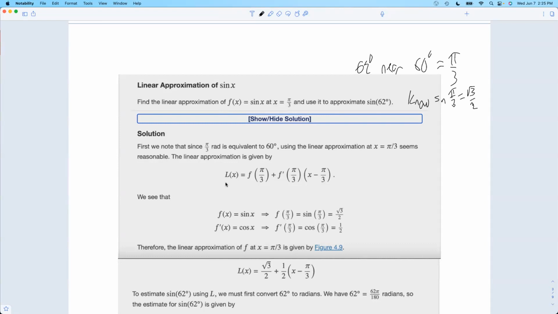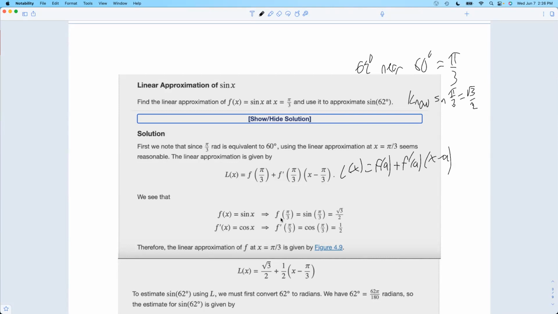Okay, then the linearization, the equation of the tangent line near pi over 3, is the original at pi over 3 plus the derivative at pi over 3 times x minus pi over 3. Remember, I'll write this again. L of x is always the original at the guy you're starting at, your starting point, plus the derivative at your starting point times your change in x.